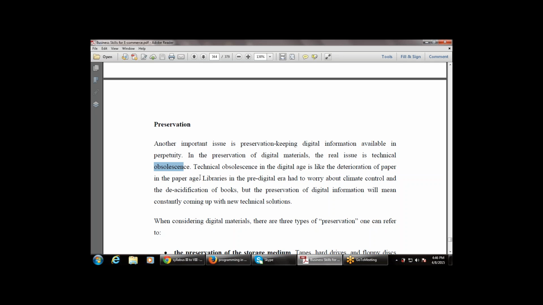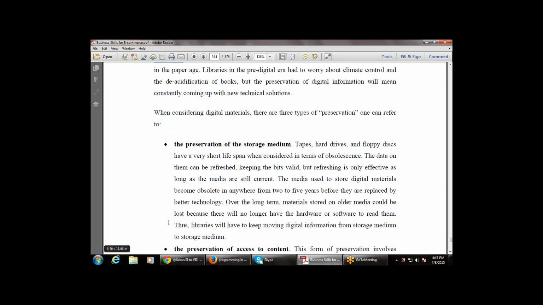That is, preservation of digital information means coming up with new technical solutions and new techniques. And when considering digital libraries or digital material, there are three types of preservation one can refer to. What are the three methods to preserve digital material, to preserve the data in digital libraries? What are the three types?